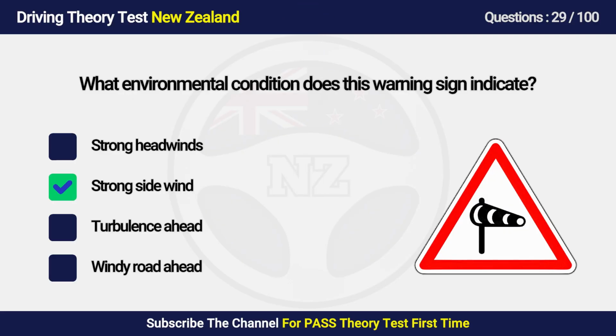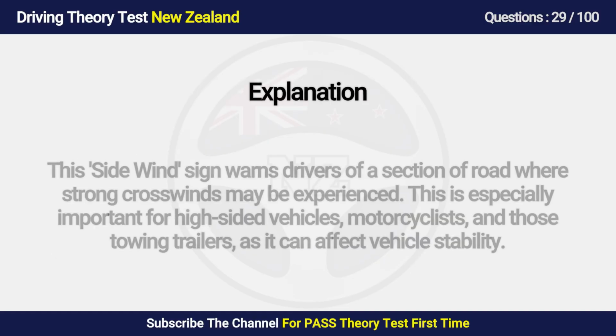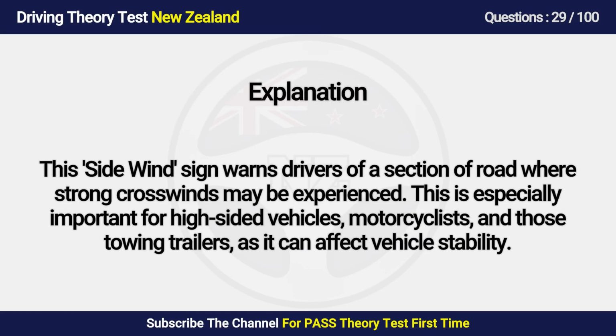Answer is B, strong side wind. This side wind sign warns drivers of a section of road where strong crosswinds may be experienced. This is especially important for high-sided vehicles, motorcyclists, and those towing trailers, as it can affect vehicle stability.